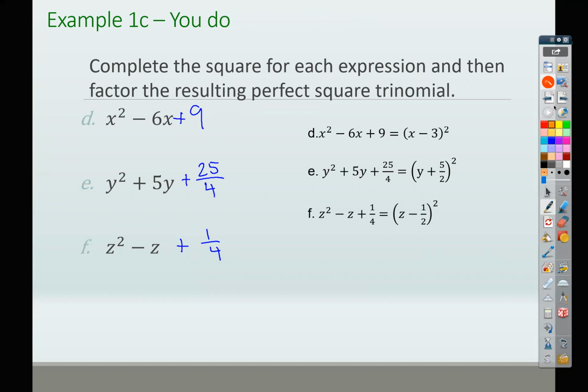Now if we factor this, I know you can see it over here, but I'm just showing you how they're doing it. If we remember, you're factoring perfect squares, right? So the square root of this, this sign, and the square root of the 9. Let's do another one. The square root of y squared, this sign, and the square root of 25 over 4. One more. The square root of that, this sign, and the square root of 1/4. That's how they're getting those.